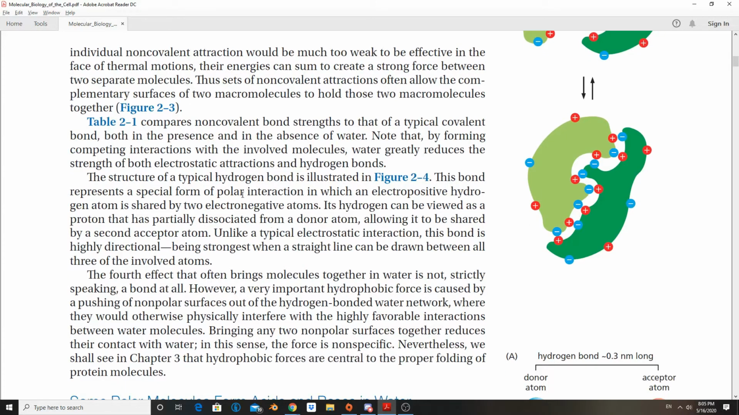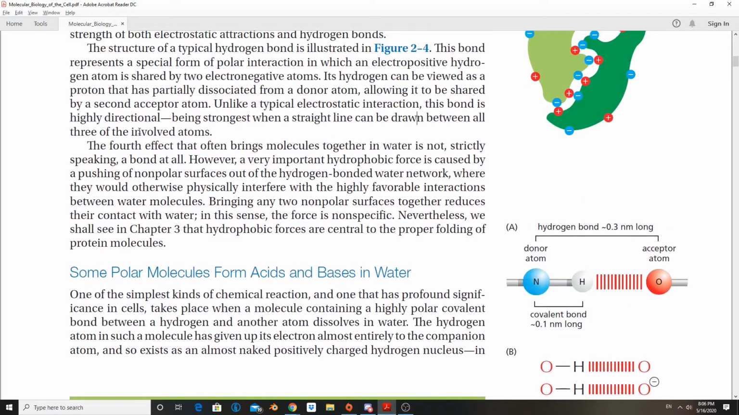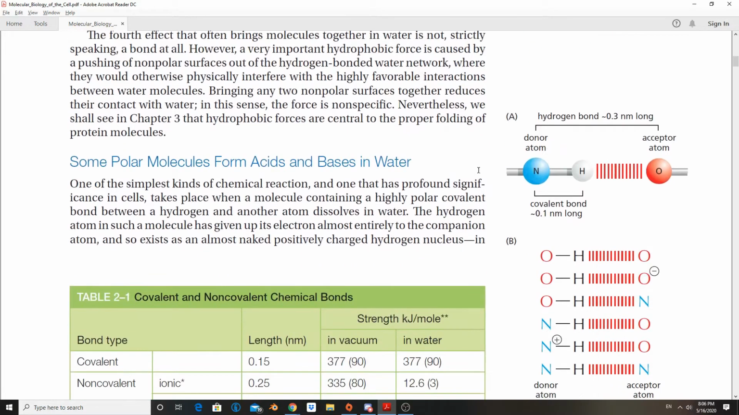The rest of this blurb just talks about how all the interactions work. Again, hydrogen bonds are super important. They need to be in a straight line for maximum effect, like shown in this diagram. And this just talks about how hydrophobic force really isn't a thing. It's just loners sticking together. Now, polar molecules form acids and bases in water.